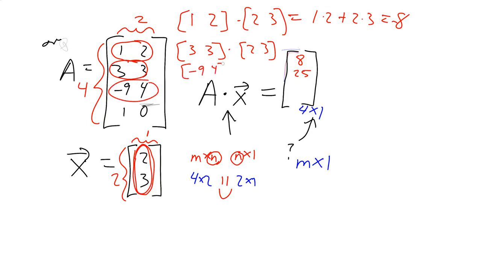Negative 9, 4 times that thing. So now we get negative 18 plus 12, which is negative 6, I believe. And then we're going to take 1, 0 times that, which is going to give us 2. So that turns out to be my answer. Okay? Seems totally weird, and for right now, you want to sort of memorize that that's the truth, okay? And then we'll see why that is.